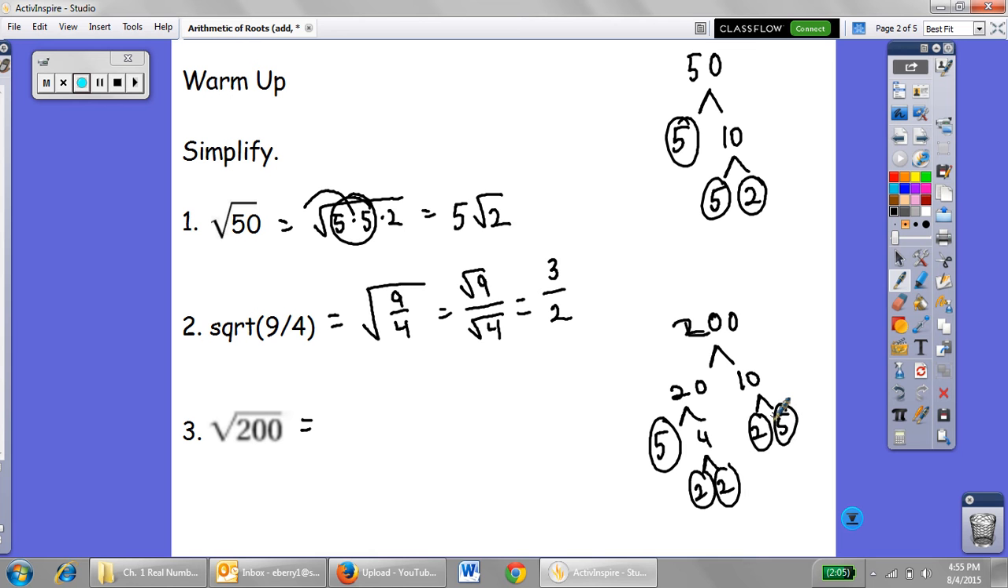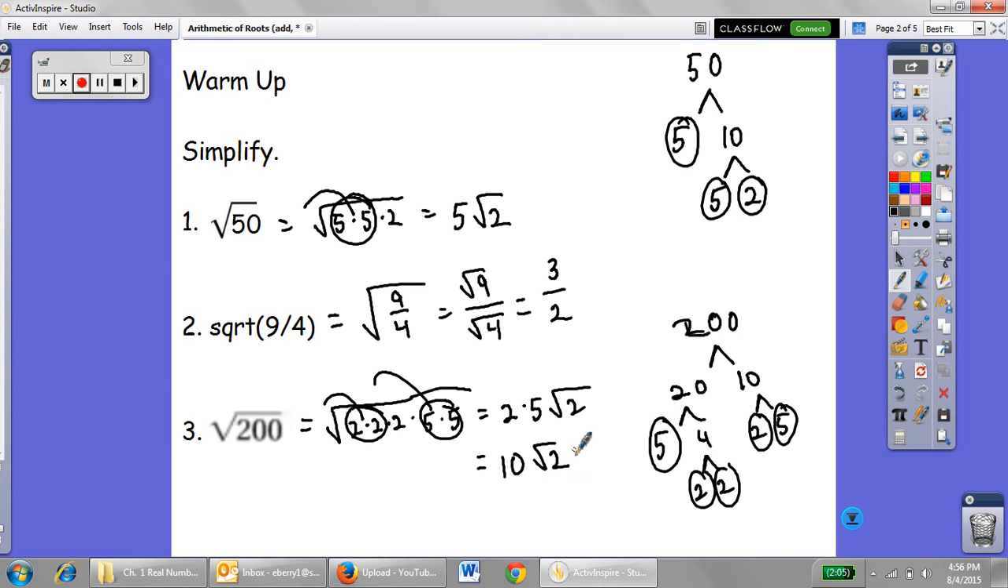Okay, now let's put all of these numbers underneath the square root sign. So we have 2 times 2 times 2 times 5 times 5. Circling a pair of 2's and a pair of 5's, I get to bring those numbers to the outside. So I have 2 on the outside times 5, and square root of 2 is left here since it doesn't have a pair. You get 10 square root 2 as your final answer.